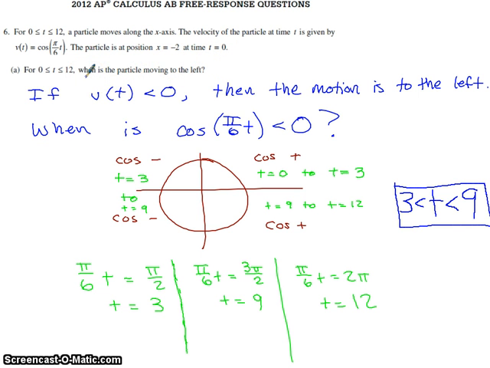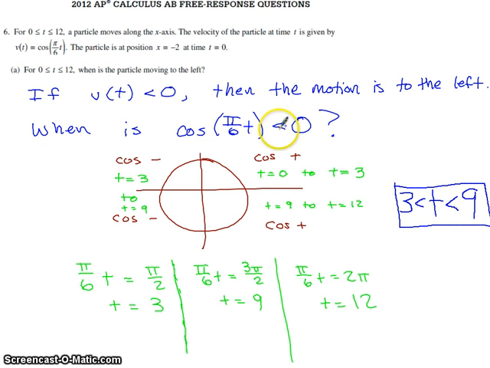Part A asks us to determine when the particle is moving to the left. Well, motion is to the left if velocity is negative. So when is velocity less than 0? Then our motion is going to be to the left. So we have to determine the answer to this question right here. When is cosine of pi by 6 over t less than 0?